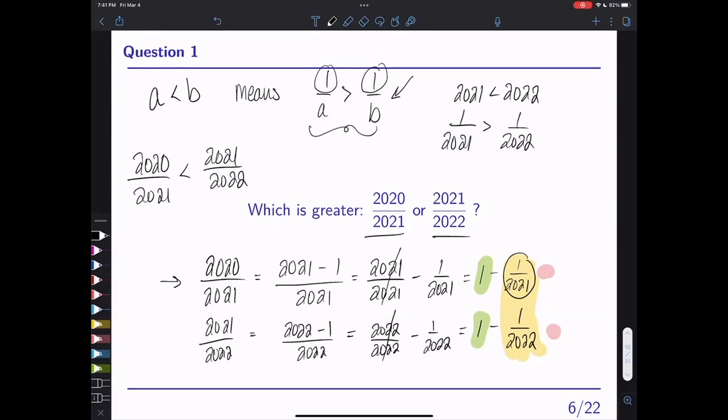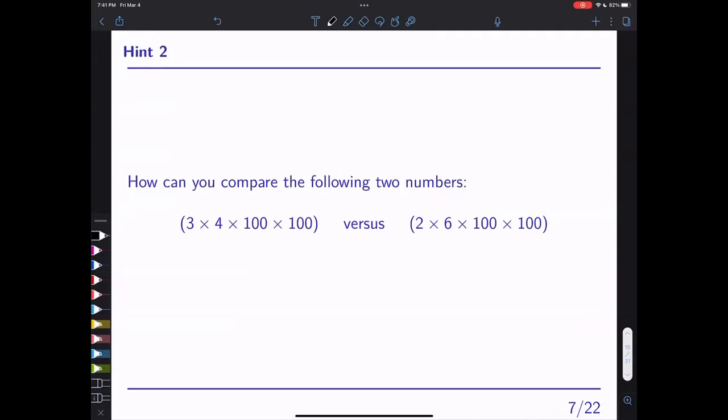All right, second hint. How can we compare these two numbers? Notice they're products. Think back to your skills in prime factorization. Because sometimes math just involves knowing whether or not you can say anything about two objects. Maybe you can say one is less than the other, or maybe even, best case, they're equal.